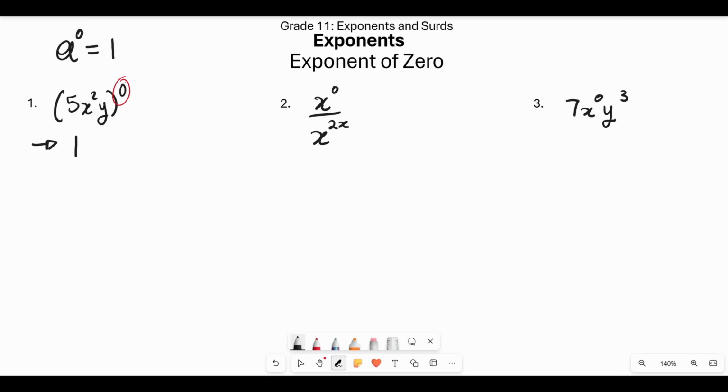There is a law that will result here. I just want to show you something. For sure, you have seen it now. x to the power of 0 gives you 1 over x to the power of 2x, which can also be written as x to the negative 2x.